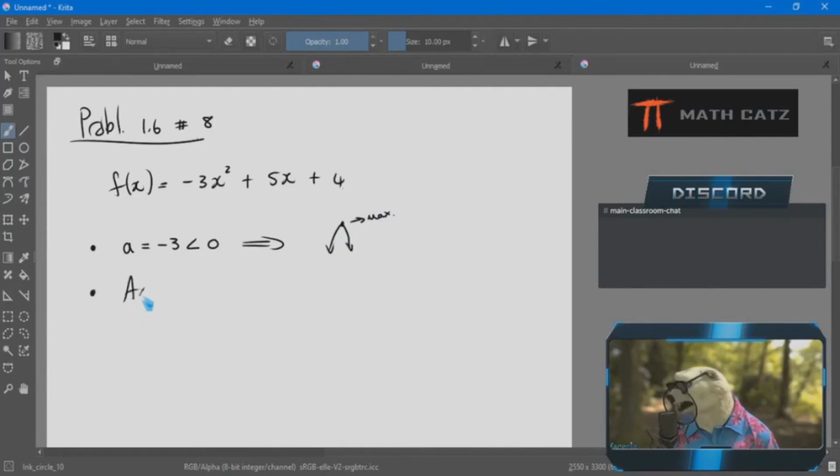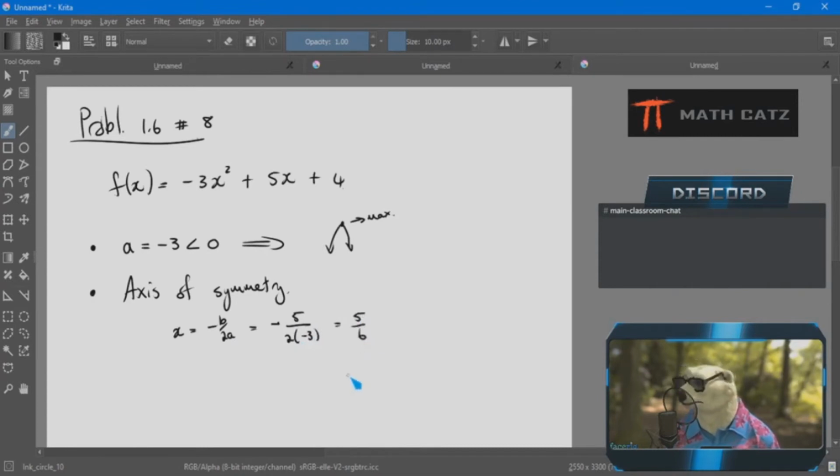Then I want to find the axis of symmetry, which is the line x equals -b over 2a, which is -5 over 2 times -3, which is 5 over 6. Now, if I did completing the square, this 5 over 6 would come out after a little bit of work. I get it right away by just remembering -b over 2a. So it's my shortcut.